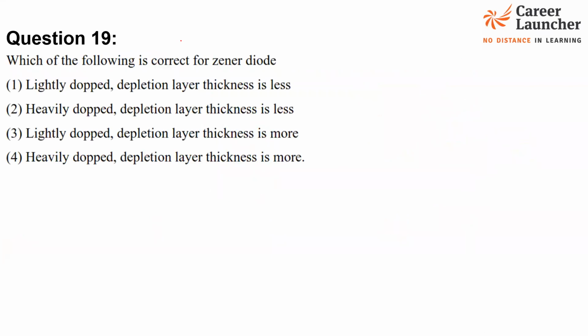Another theoretical question directly from the NCERT textbook: which of the following is correct for Zener diode? As you know, Zener works in the reverse bias mode, and reverse bias means the depletion layer will be more, and it is heavily doped. So simple: heavily doped and depletion layer thickness is more. Option number 4 is the right answer. And it is a very, very simple problem. Just by remembering the Zener working, you can simply tick the answer.